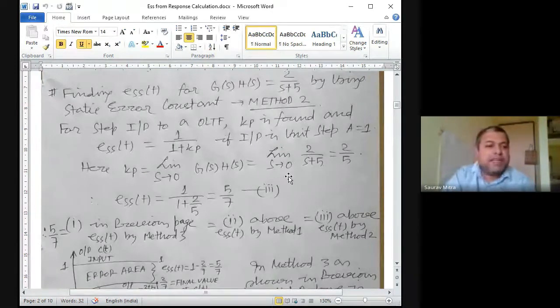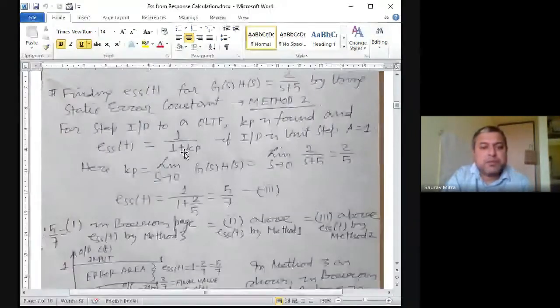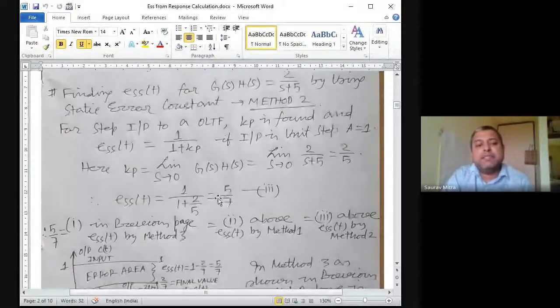In this case, finding Kp is very important. So Kp is limit s tends to 0 G(s)H(s), where G(s)H(s) is 2 by s plus 5. In this case, limit s tends to 0 G(s)H(s) is equal to 2 by 5. So that is the Kp value. Substitute here 1 by 1 plus 2 by 5, we are finding 5 by 7. So this is method number 2, that is finding the steady state error from the static error constant. This we are finding as 5 by 7.